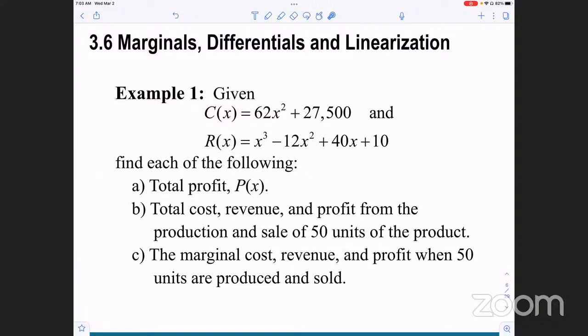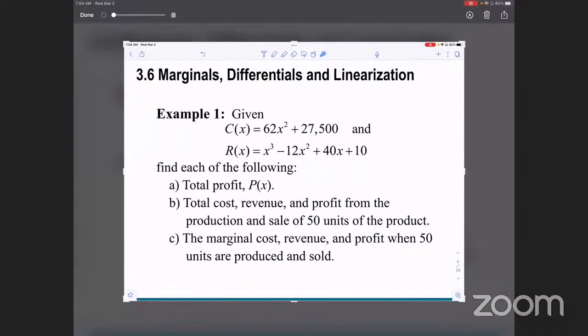If you think of the profit from a business or a system, that's going to be the money generated minus the money spent. So the total profit here is just going to be R of x minus C of x. Let's go ahead and write it. I'm going to write these out.